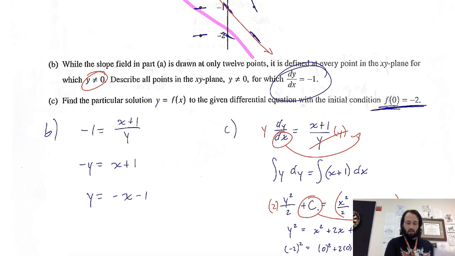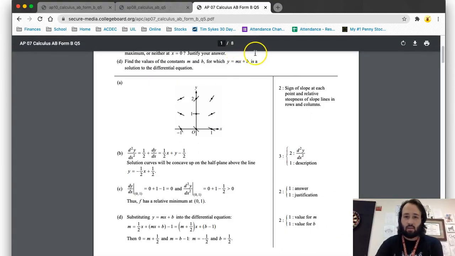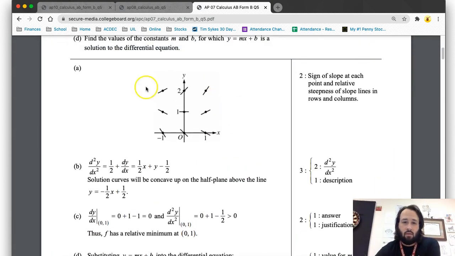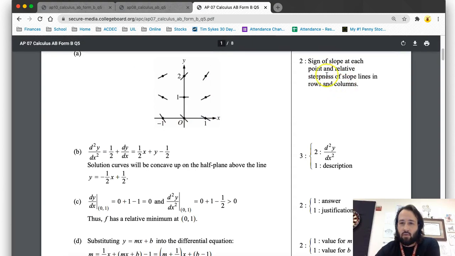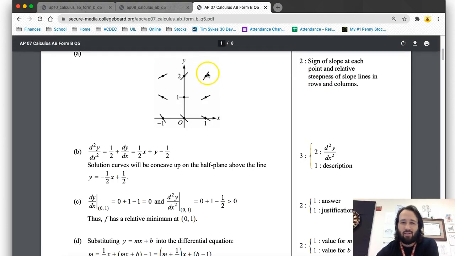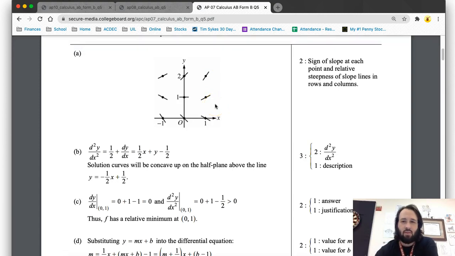Okay, that's all I'm going to go over right now. As you go through this, please check your answers, and let's check the grading on this one too. We've been doing that all along. We had the slope field correct. They gave 2 points just for the signs at each point and relative steepness. They're not going to get a calculator or check the exact steepness of everything, but just that this is more steep than this, and so on and so forth.